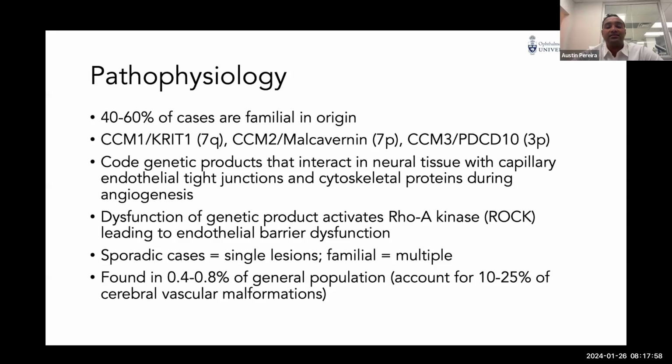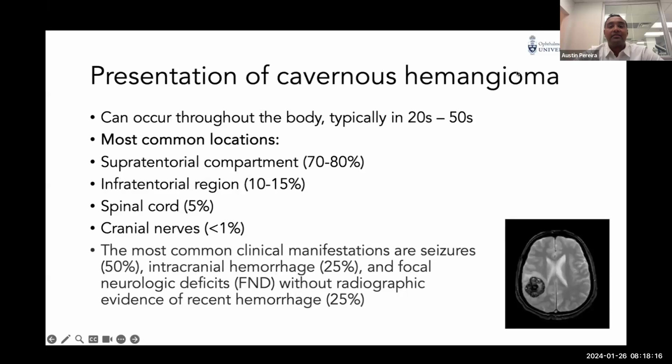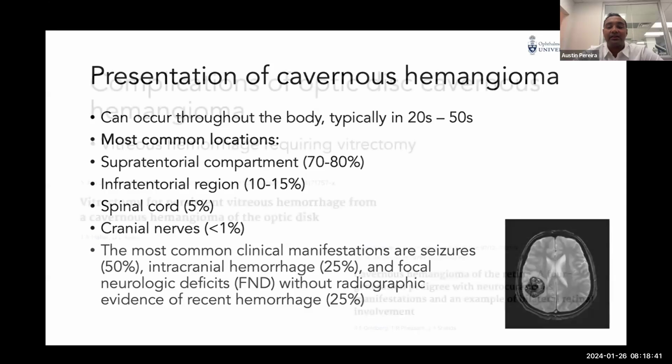Sporadic cases of this disease usually have a single lesion, as seen in our patient, while familial cases could have multiple lesions intracranially, in the eye, and throughout the body. It's found in 0.4 to 0.8% of the general population, more than you may think, and accounts for 10 to 25% of cerebral vascular malformations. These lesions are typically found throughout the body, most commonly in the supratentorial compartment. Our neuroradiology colleagues may find them incidentally on MRIs. They can also present in the infratentorial region, the spinal cord, and less commonly the cranial nerves, most commonly manifesting as seizures, intracranial hemorrhages, and focal neurological deficits without evidence of recent hemorrhage.